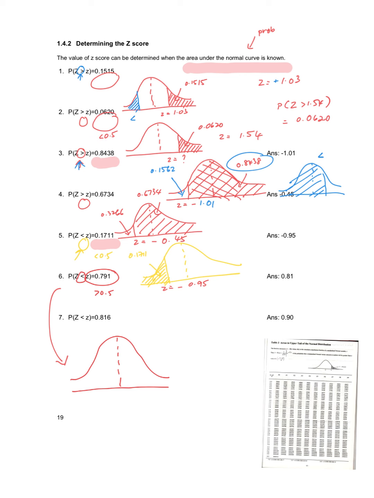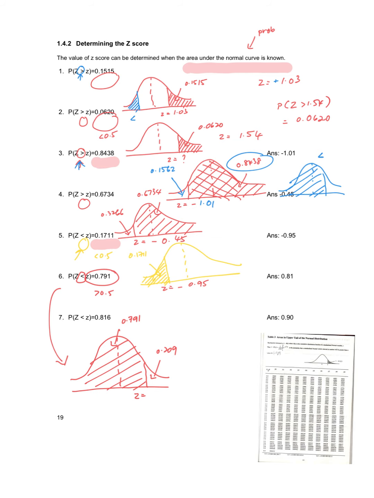So kat mana kita kena ambil? Kita kena ambil dari belah kanan, bawa ke kiri. So meaning that the area besar ni. So this area represent 0.791, and this area is 1 minus 0.791. So meaning that Z kita kat sini adalah positif. So 1 minus 0.791 is 0.209.